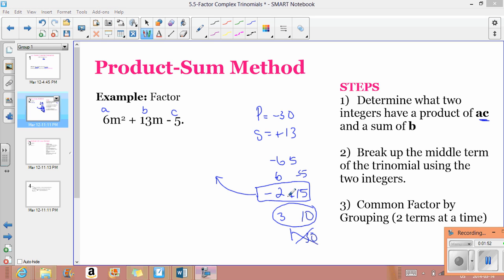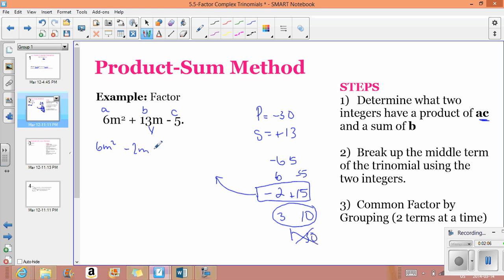Now, since we got the two values that give this product and this sum, we have to use those two values to break up this middle term. So when we're writing this, we now have 6m squared. If we break up this 13m, we can write this as -2m plus 15m minus 5. Notice that plus 13m is still the exact same thing as -2m plus 15m. We just wrote it larger.